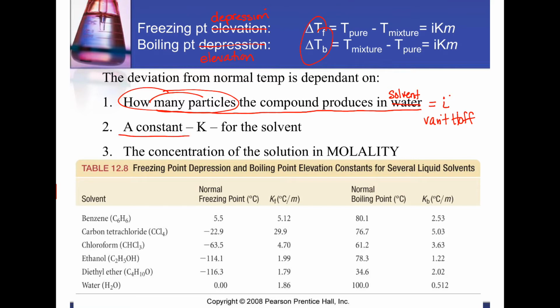The constant for the solvent, so if you're calculating the change in boiling point, it'd be the Kb. If you're calculating the change in freezing point, it'd be the Kf. That again comes from a table here. And we can see there's the K in the equation right there. And then the concentration of the solution in molality, that's going to be the m. So the molality is this m in the equation right there.